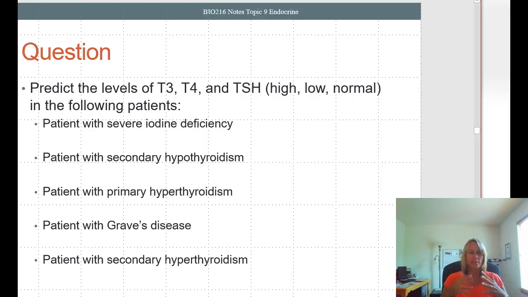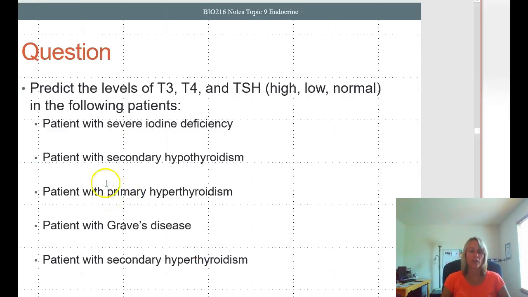Okay, I have the answers to the questions on this slide, but before you look at the answers, I want you to try and predict the levels of thyroid hormone, T3, T4, as well as TSH, and say whether you think the TSH is high, low, or normal in the following patients. Now remember the negative feedback loop. So when T3 and T4 are high, say with primary hyperthyroidism, then what would you expect with TSH? You would expect TSH would be low due to that negative feedback.